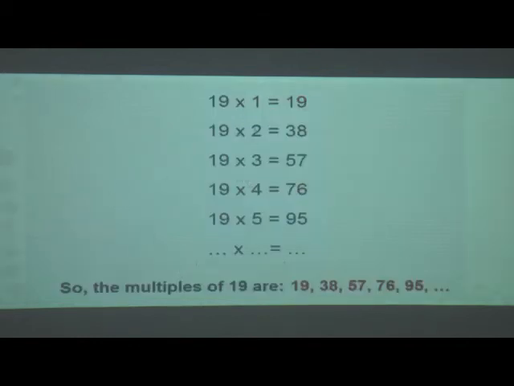Now we are going to find the multiples of 19. So 19 ones are 19, 19 twos are 38, 19 threes are 57, 19 fours are 76, 19 fives are 95, and so on. So the multiples of 19 are 19, 38, 57, 76, 95, and so on. So the number of multiples we get is endless. If we go on multiplying, we will go on getting the answers unless and until we stop doing multiplication.